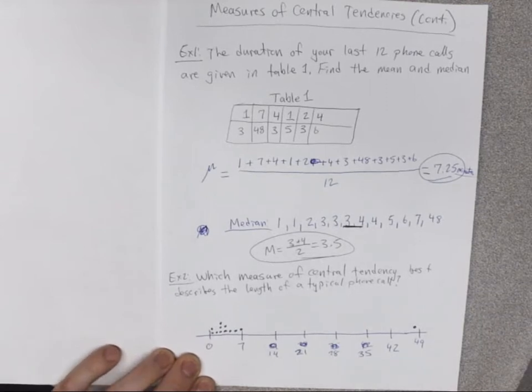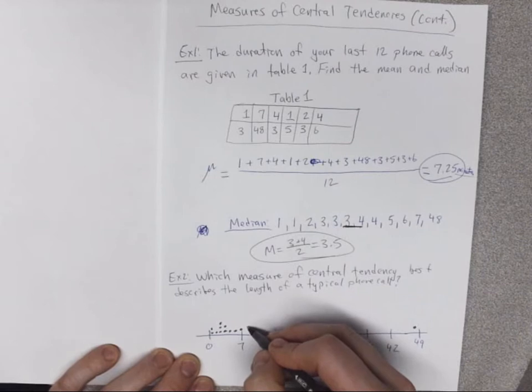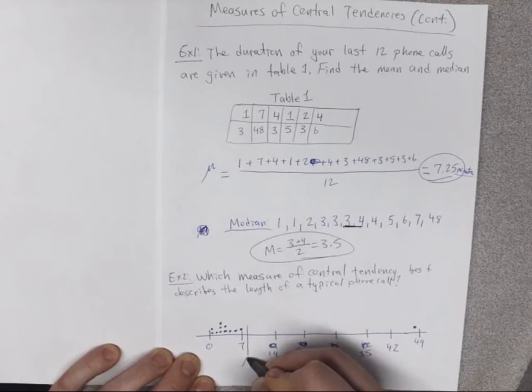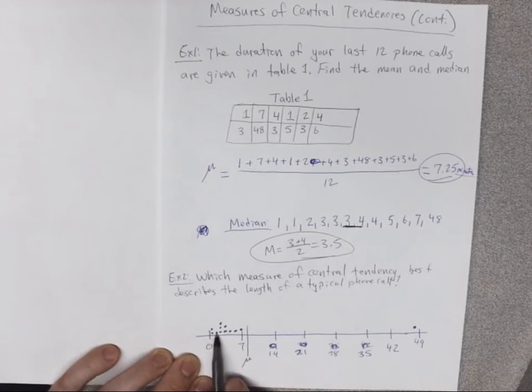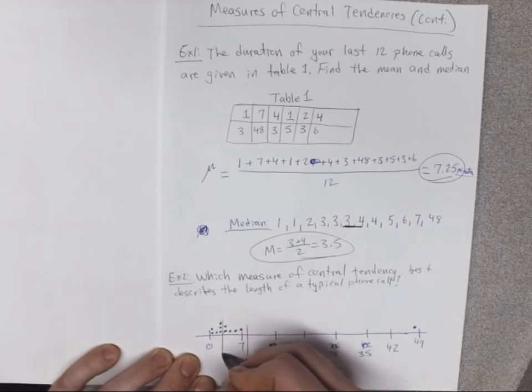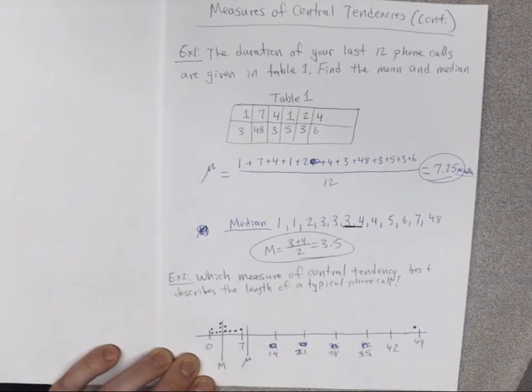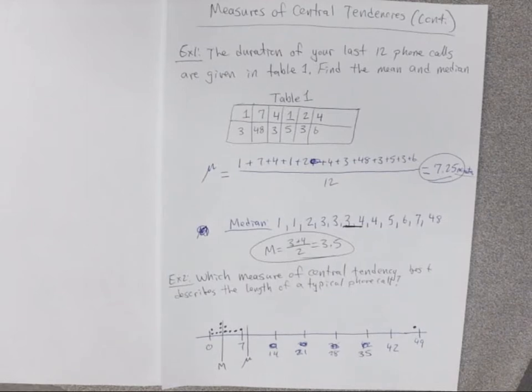So now that we have our dot plot finished, let's now add our mean and our median. So the mean is 7.25, which is, let's just say right here for argument's sake, that's our mean. And then our median is 3.5. So 1, 2, 3.5, which is here. So now looking at this graph, can you tell me which measure of central tendency, meaning the mean or the median, is a better describer or more accurately describes my average phone call?